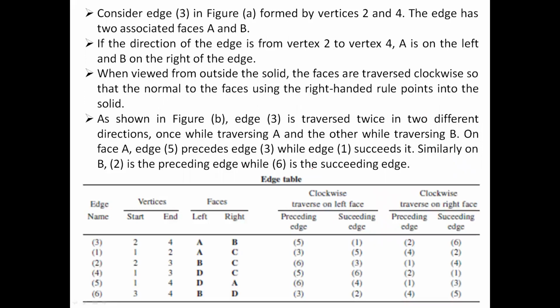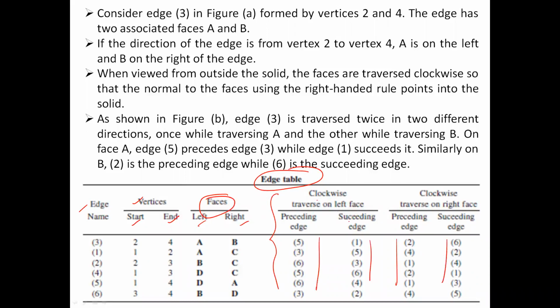So the winged edge data structure basically consists of an edge table, where the edge table consists of the edge name, the vertices, that is the starting and the ending of the edge, the faces on the left side and the right side of the edge, and then it also has the orientation part, where the clockwise traverse on the left face and right face gives you the sequence of edges.